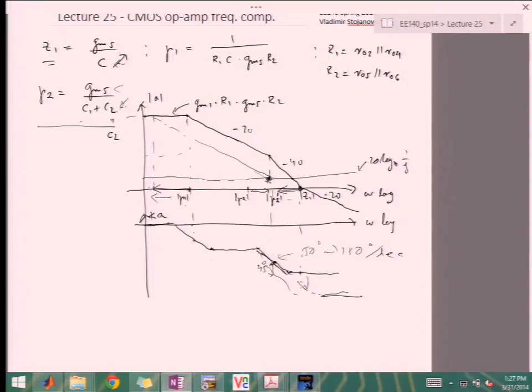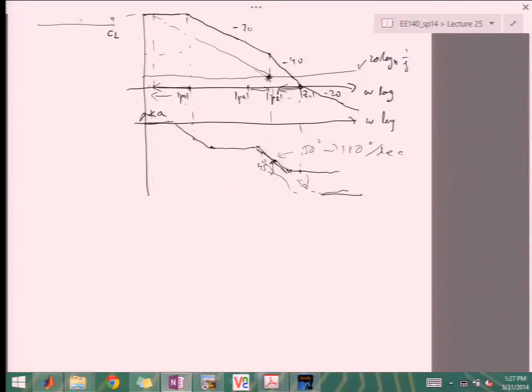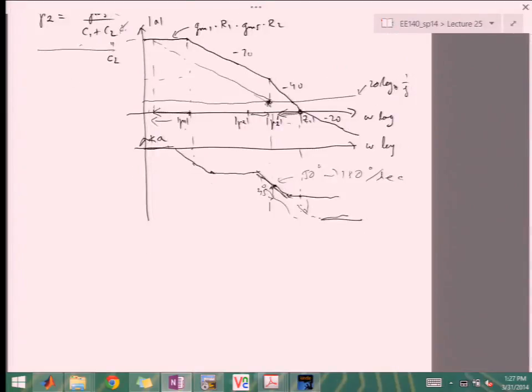Okay? So in order to prevent that, we can start canceling that 0. But there are a few conditions I want to go through before that happens. So if you look at this, the first condition is that we want pole 2 to be greater than omega unity. Why is that?